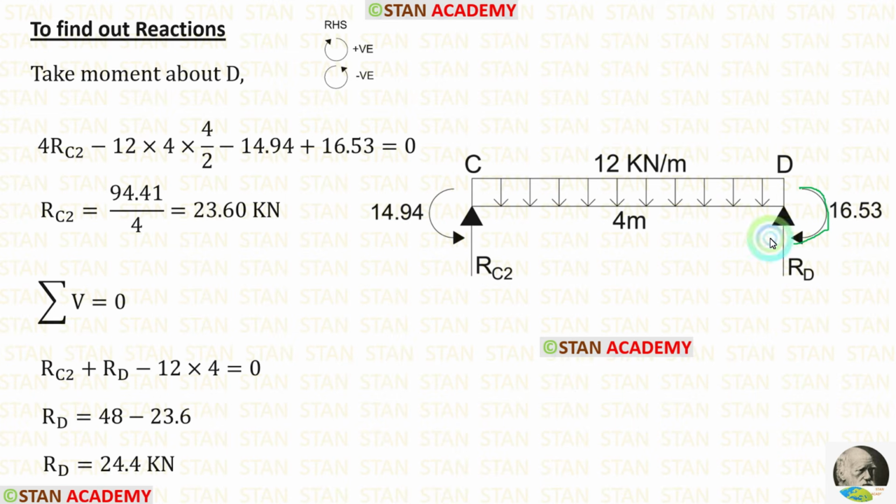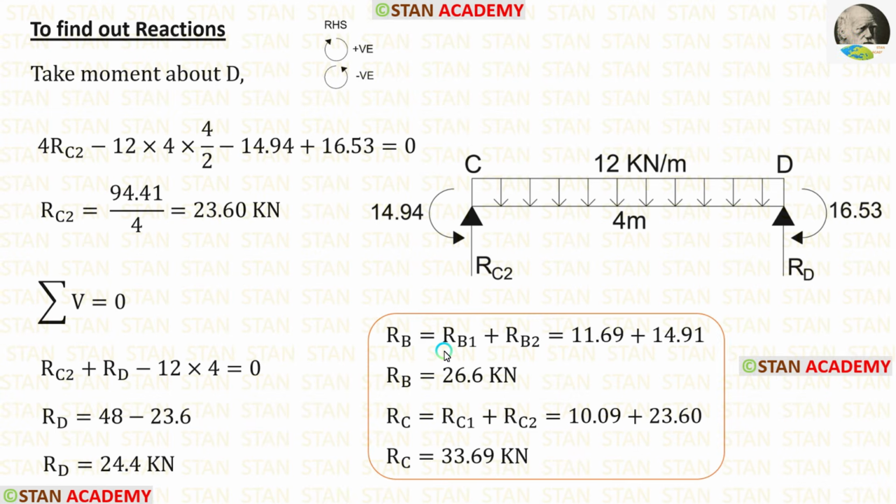16.53 is acting in the clockwise direction, so it will be positive. Finally, we are getting RC2, which is equal to 23.6 kN. Using the rule, summation of vertical forces is equal to 0, we can calculate RD, which is equal to 24.4 kN. Now, let us add RB1 and RB2.